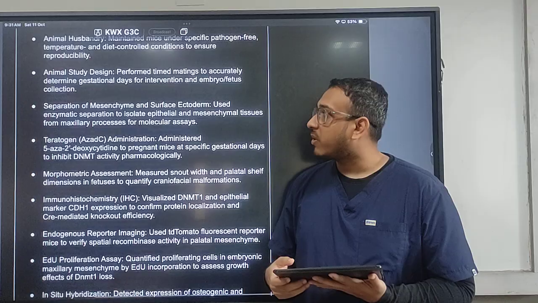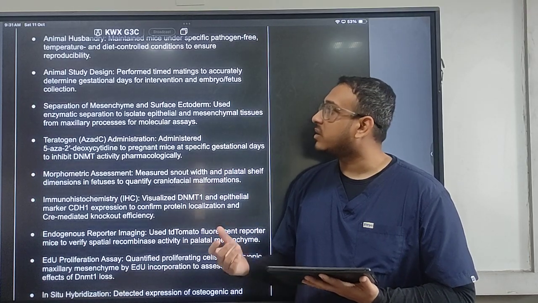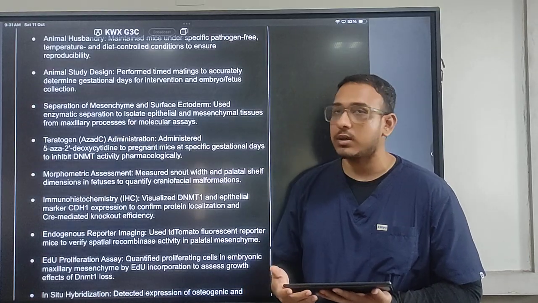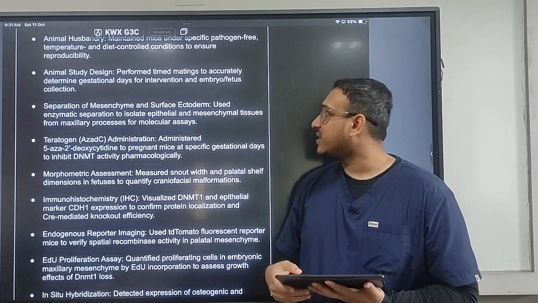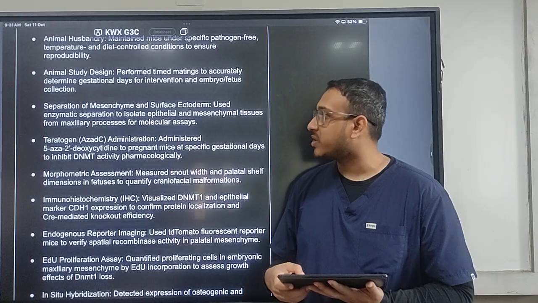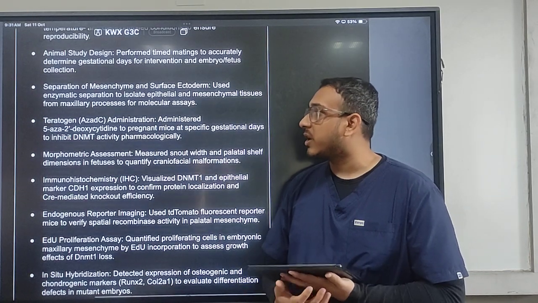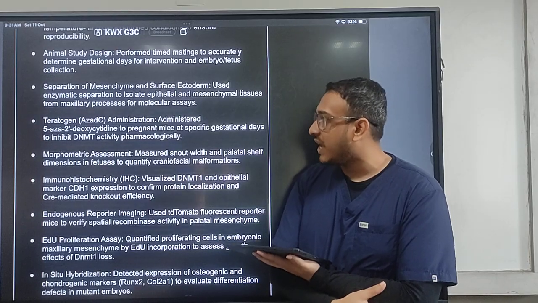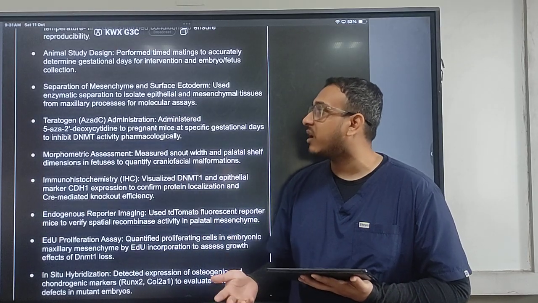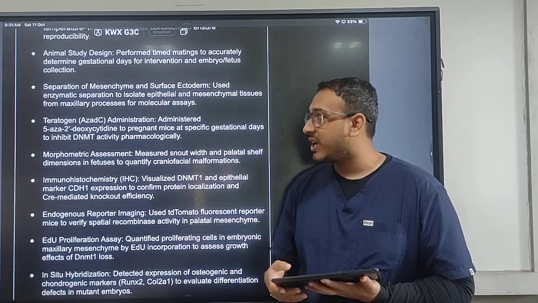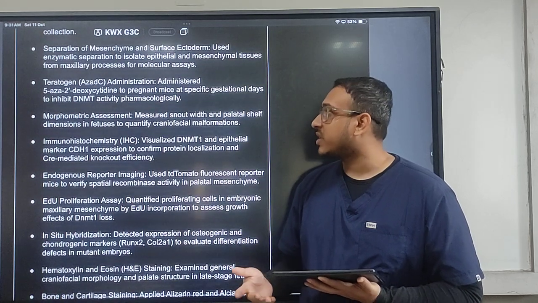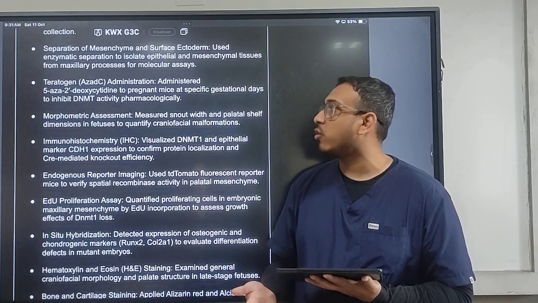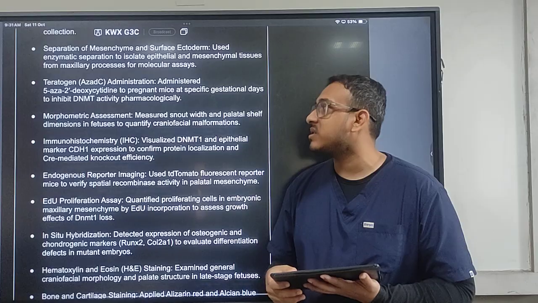For the separation of mesenchyme and surface ectoderm, they used enzymatic separation to isolate epithelial and mesenchymal tissues from the maxillary process. Then they administered a teratogen to pregnant mice at specific gestational days to inhibit DNMT activity pharmacologically, after which they measured the snout width and palatal shelf dimensions in fetuses to quantify the craniofacial malformations.